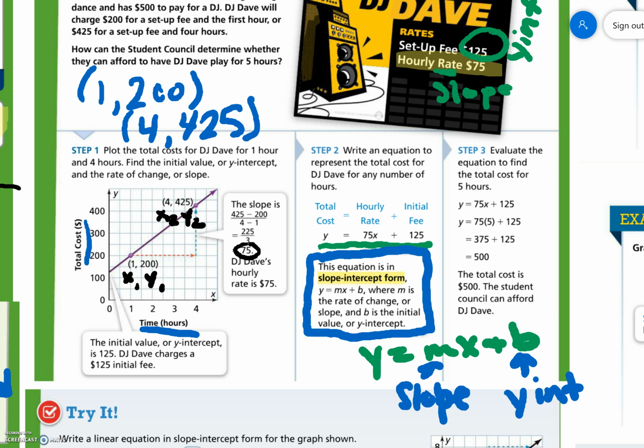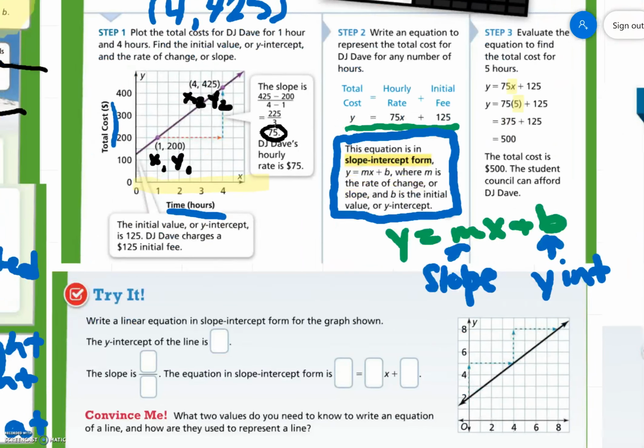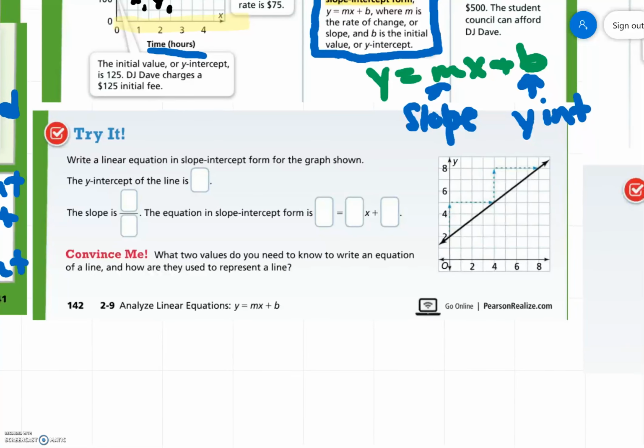Okay, so we want to do this for 5 hours. We're not done yet. Remember, hours is on the x-axis. So if we have 5 and we have our equation, we're going to plug 5 in for x. So we do 75 times 5, which is 375, plus the $125 it costs to set up, which equals $500. The total cost is $500, which means the student council can afford DJ Dave.